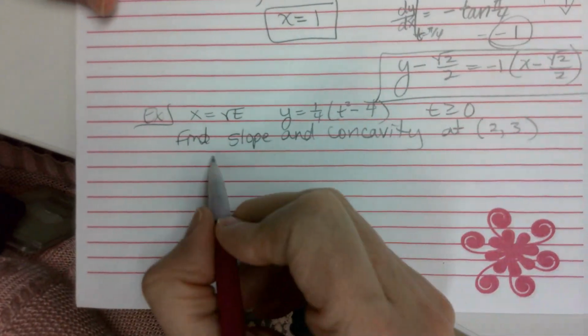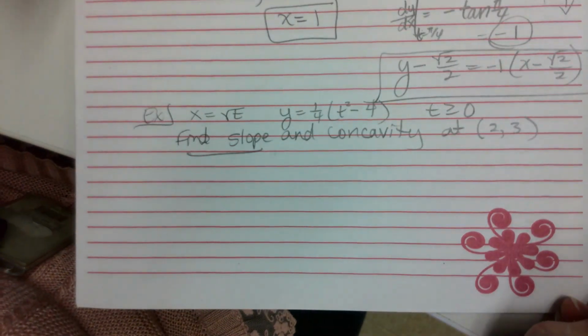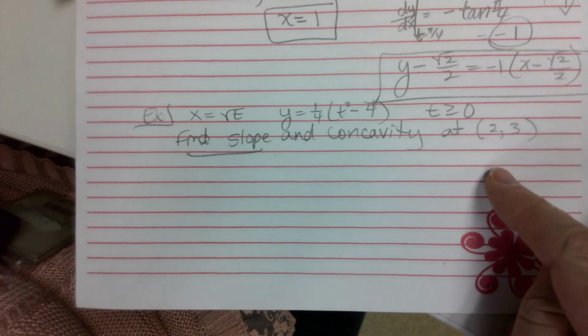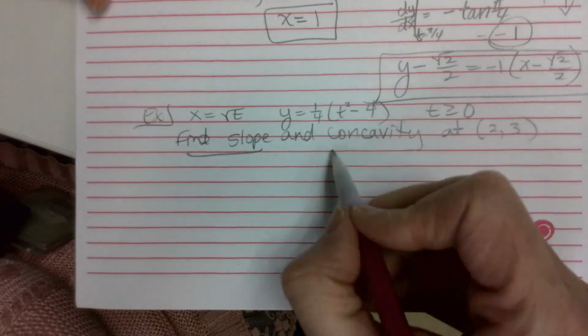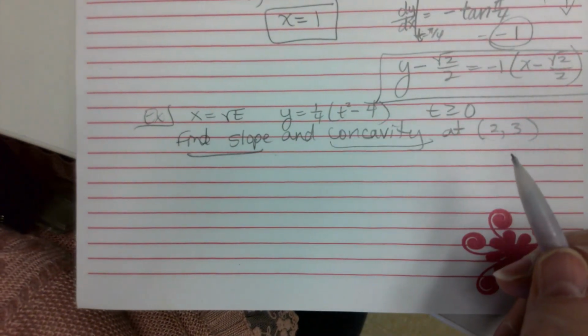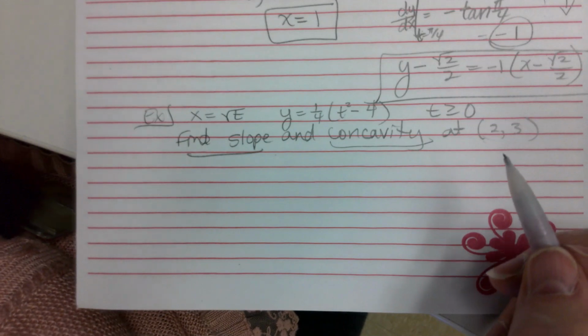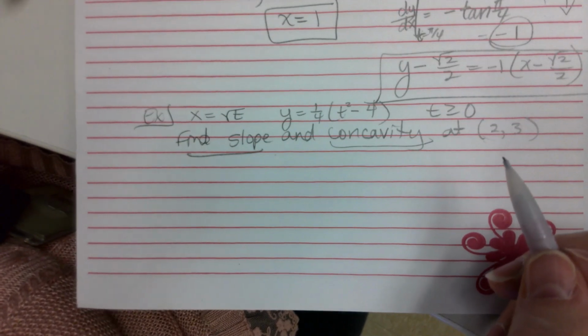All right, we can find slope. We've got our formula, right? We'll have to figure out what our t value is, but we have our formula. But what about concavity? That comes from what derivative? The second derivative. So now I'm going to have to give you the formula for the second derivative, right?